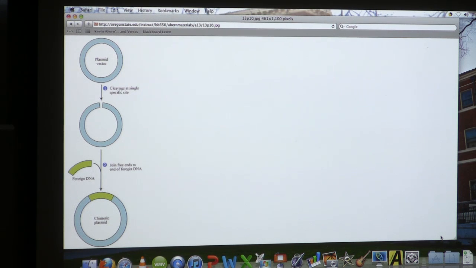Would there be multiple Shine-Dalgarno sequences, considering that you also have to turn on the antibiotic resistance as well? Good question. So will there be multiple Shine-Dalgarno sequences in this plasmid? You're exactly right. The antibiotic resistance gene already has that set up in it. But yes, it would have to have that in order to translate that protein that's going to give the antibiotic resistance. Exactly right.